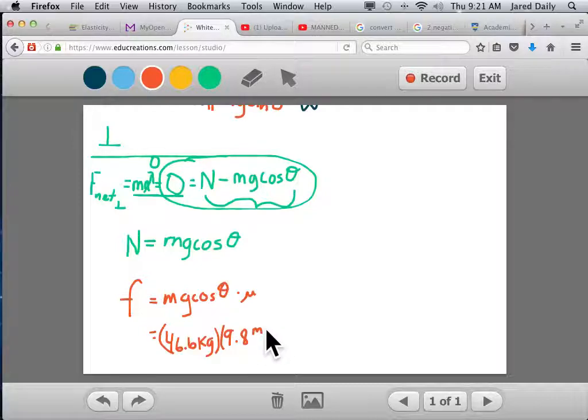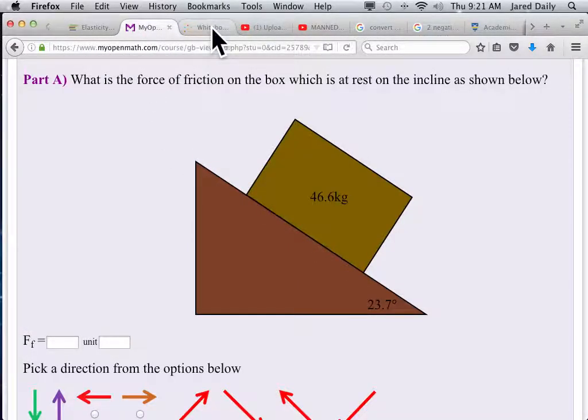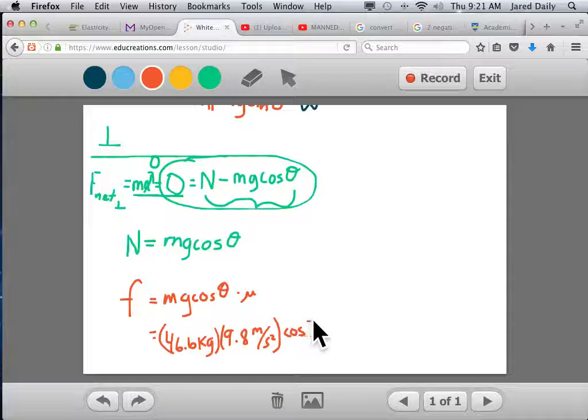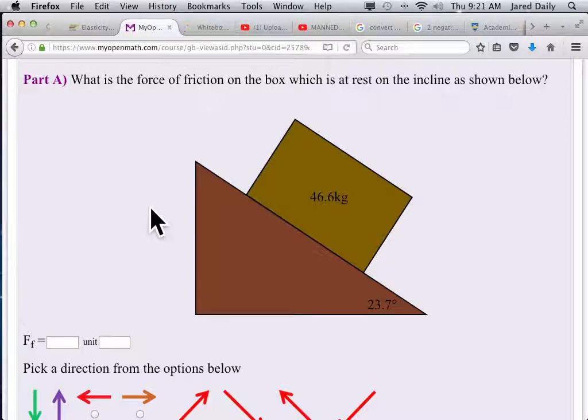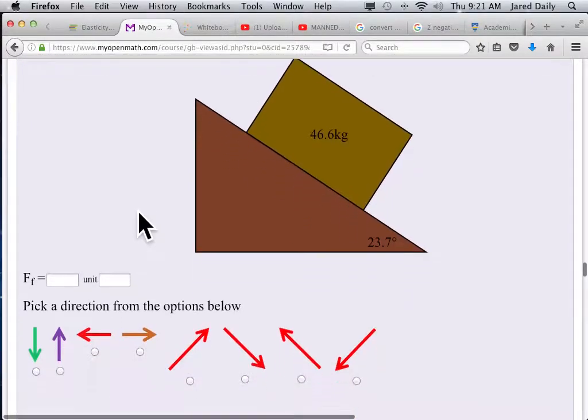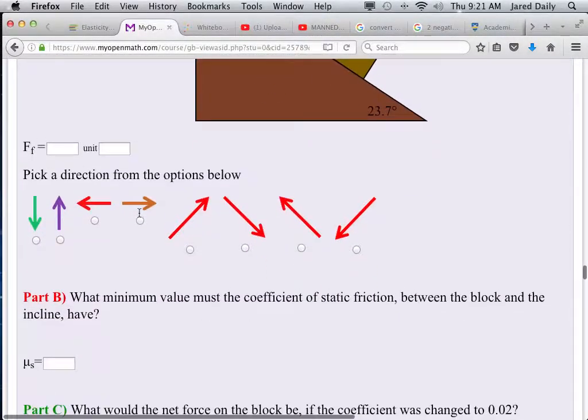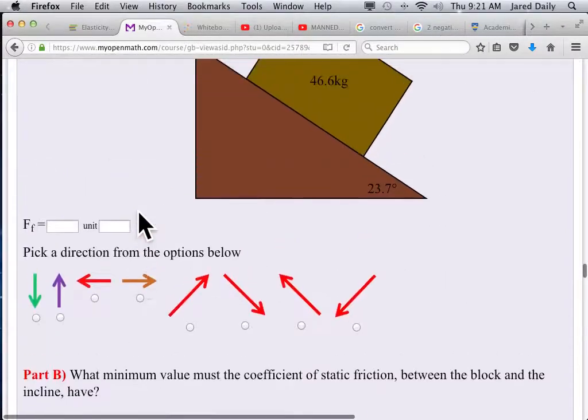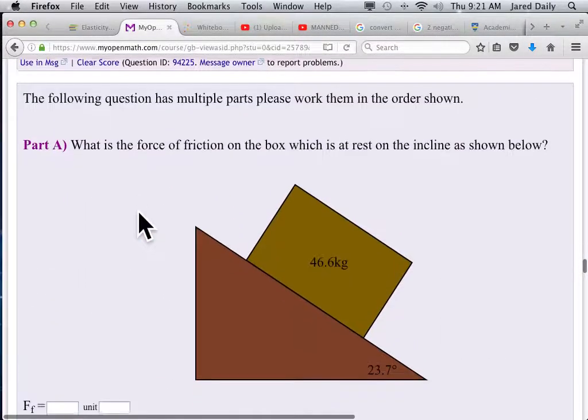9.8 meters per second squared is our g. Cosine of, what's my theta? I don't know, we'll find out. 23.7 is my theta. Cosine of 23.7 degrees. Make sure that your calculator is in degree mode, if it isn't already. And then we multiply that whole thing times my coefficient of friction, which is, what is my coefficient of friction? Does it tell me my coefficient of friction? No, it doesn't. Okay.